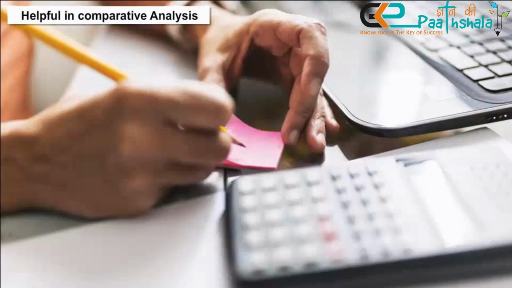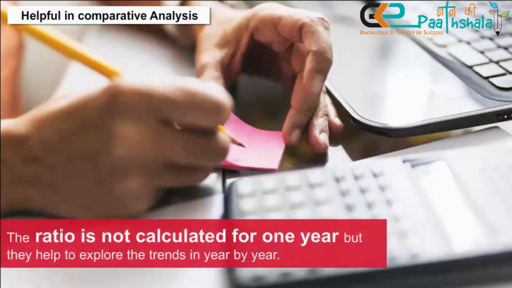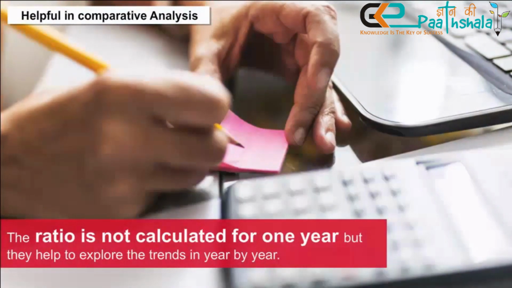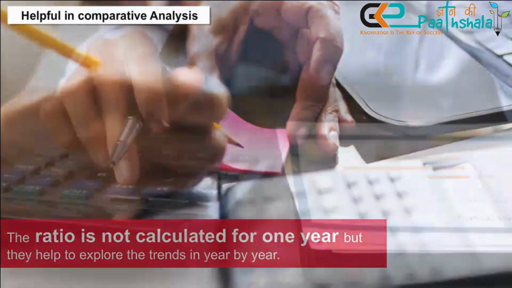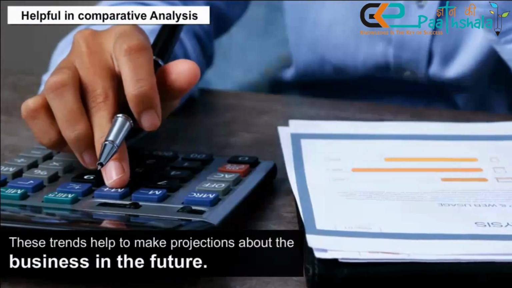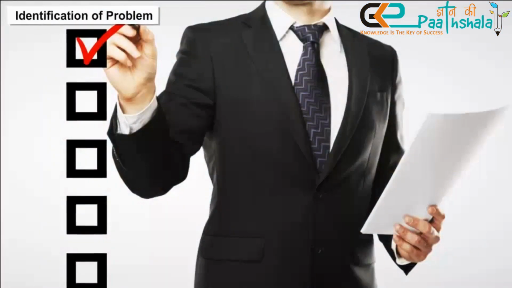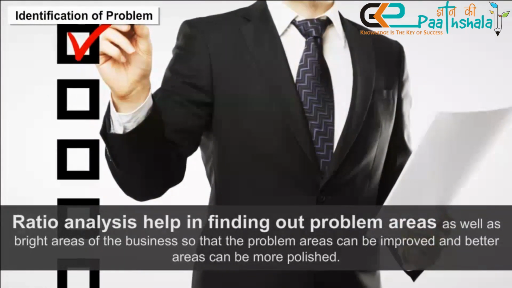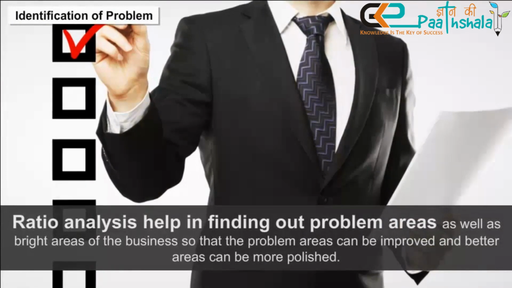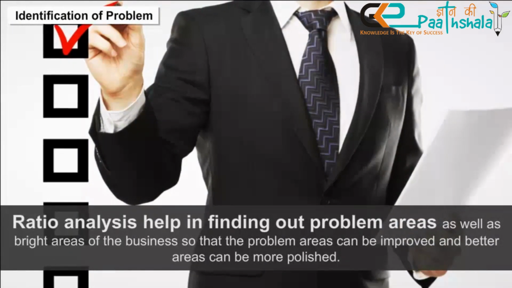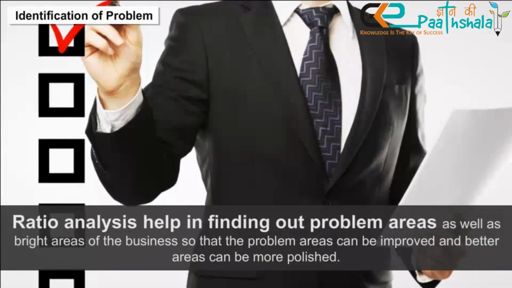Helpful in comparative analysis. The ratio is not calculated for one year, but they help to explore the trends year by year. These trends help to make projections about the business in the future. Identification of problem. Ratio analysis helps in finding out problem areas as well as bright areas of the business so that the problem areas can be improved and better areas can be more polished.